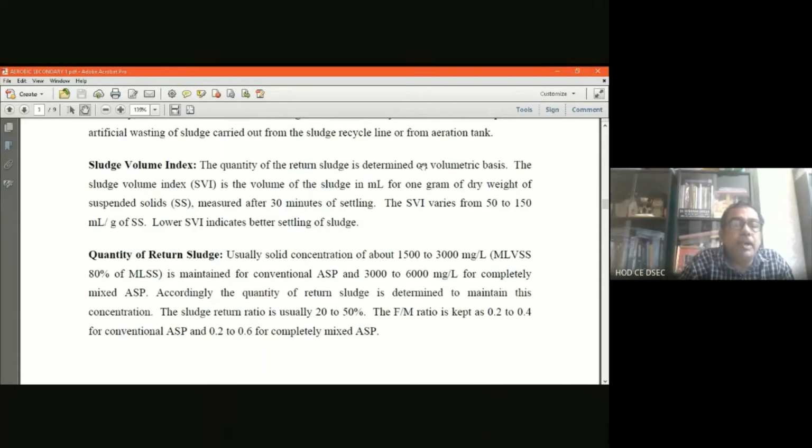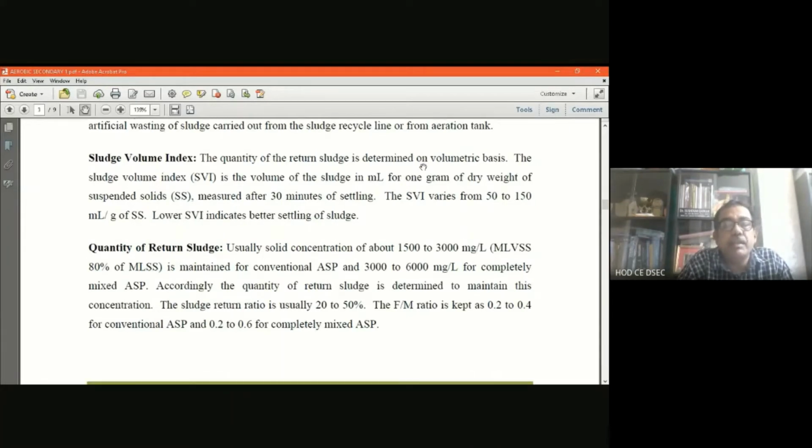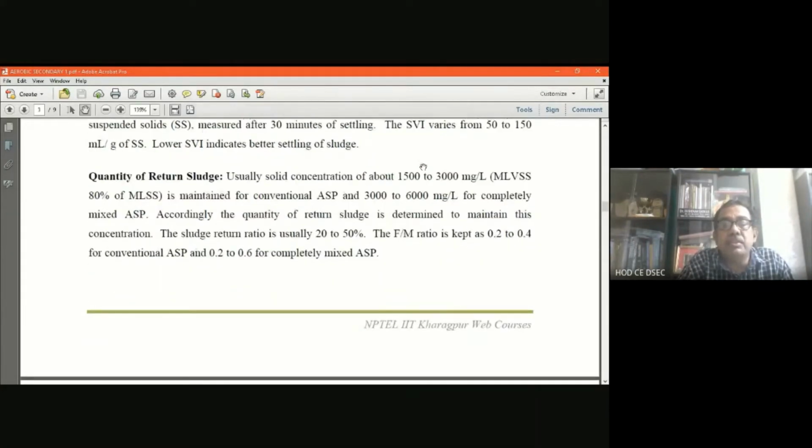Now, quantity of return sludge. Usually a solid concentration of about 1500 to 3000 milligram per liter MLVSS is maintained in conventional ASP. As I told you in the beginning, MLVSS is considered as 80% of the MLSS, that is mixed liquor suspended solids, that is the biomass. And 3000 to 6000 milligram per liter is maintained for completely mixed ASP.